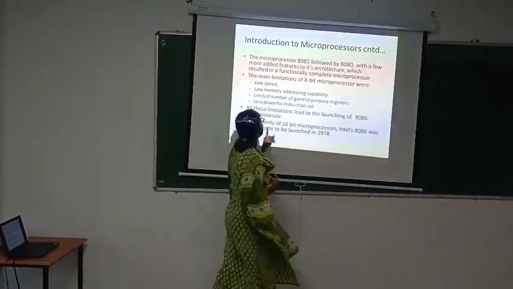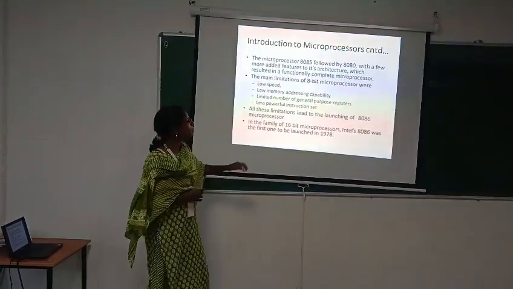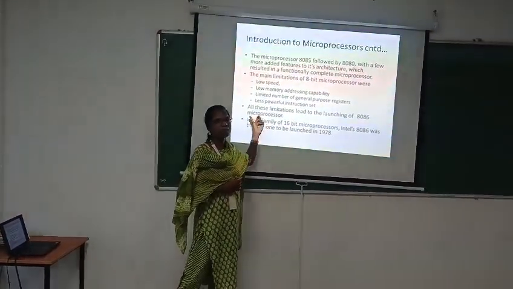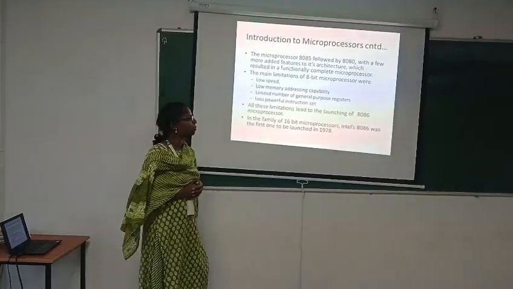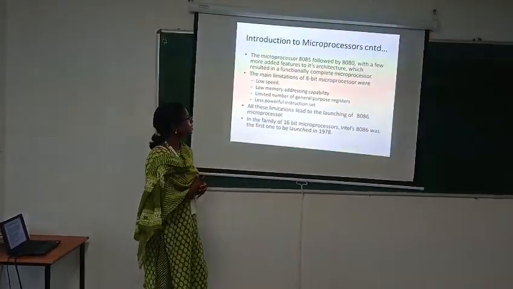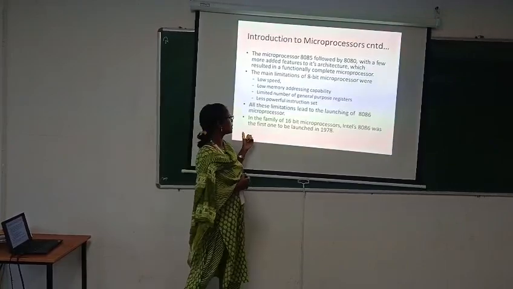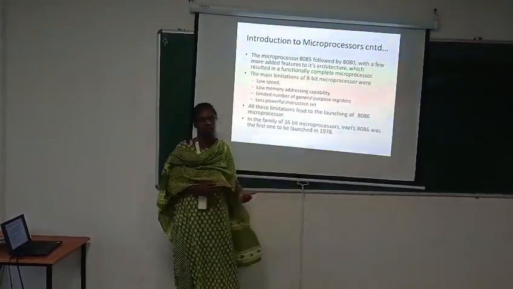the 8086 microprocessor was launched. It is a 16-bit microprocessor, whereas the 8085 is an 8-bit microprocessor. The 8086 is a 16-bit microprocessor, and it was launched in the year 1978.